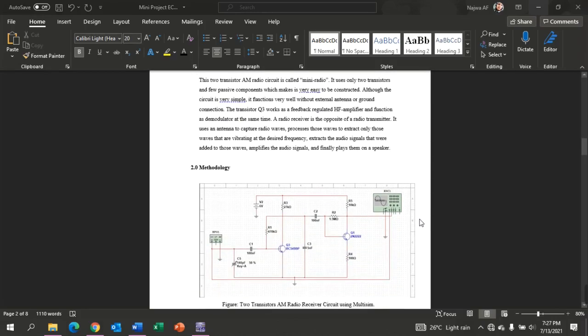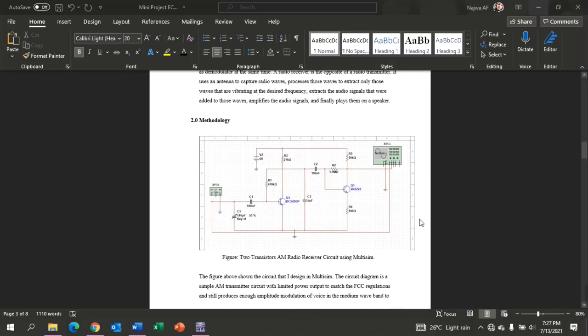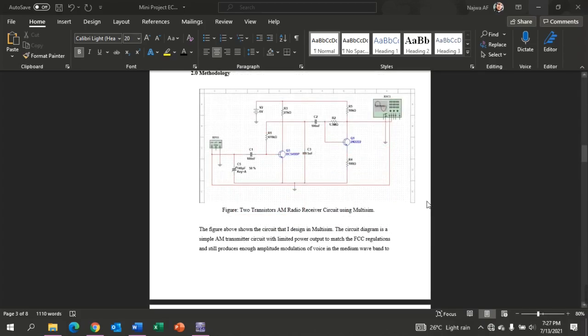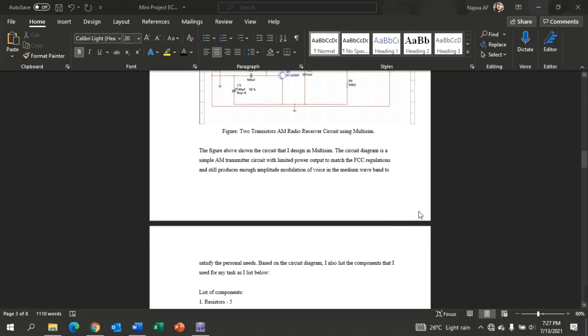Next is methodology. Methodology is about the circuit that I construct in Multisim. As you can see here, this is the circuit that I construct in Multisim. The circuit is a simple AM transmitter circuit with limited power output to match the FCC regulation and still produce enough amplitude modulation of voice in a medium wave band to satisfy the personal need.